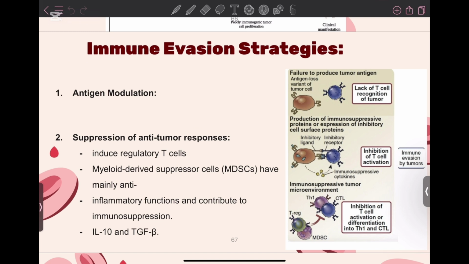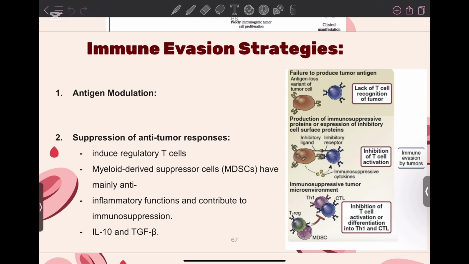So basically, when they remove the antigens, our immune system is not going to be able to recognize that this is an abnormal cell, because it's not expressing any abnormal proteins. It can also suppress the anti-tumor response by inducing the Tregs. Some cancers have the ability to activate Tregs, regulatory T cells. They can suppress the immune response, like the brakes of the immune response.